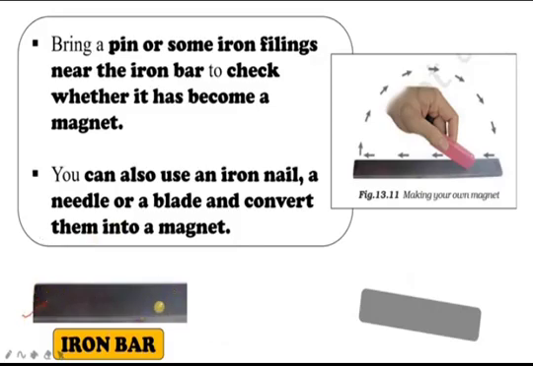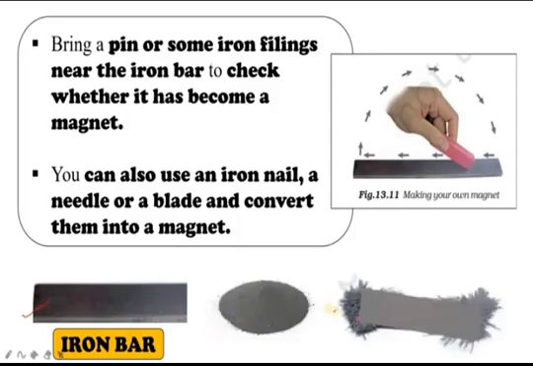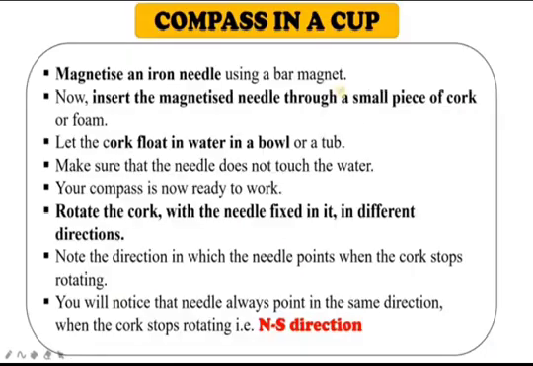You can also use an iron nail or a needle or a blade and convert them into a magnet. So you can make a magnet by rubbing a bar magnet or another magnet on a piece of iron. That time you will get a new magnet. That iron piece or iron bar will be acting as a magnet when you do this activity. Now another interesting activity, compass in a cup.